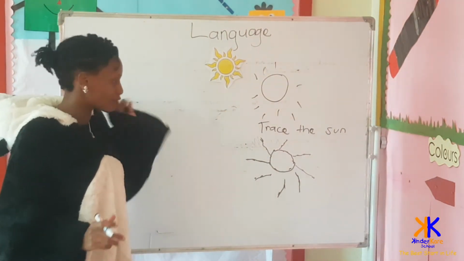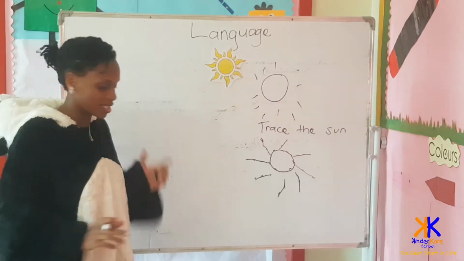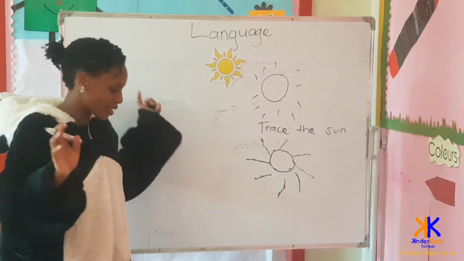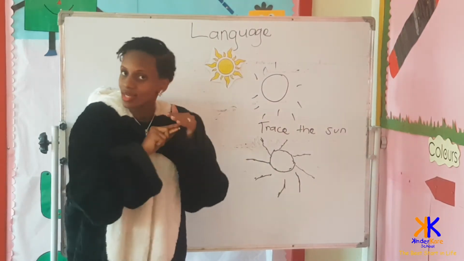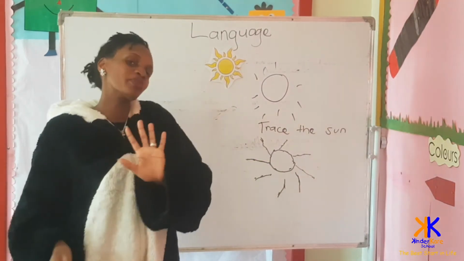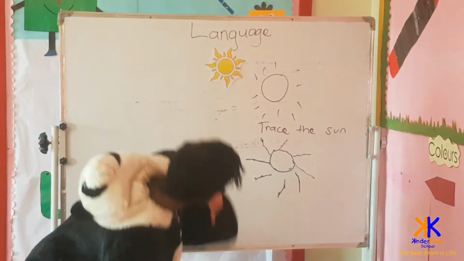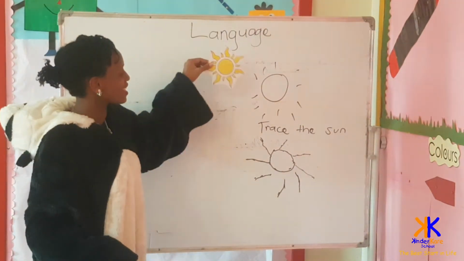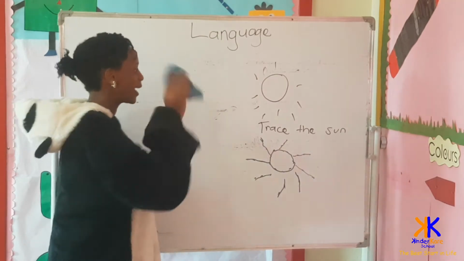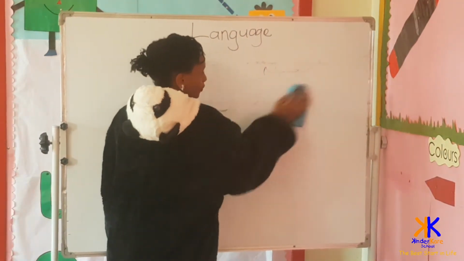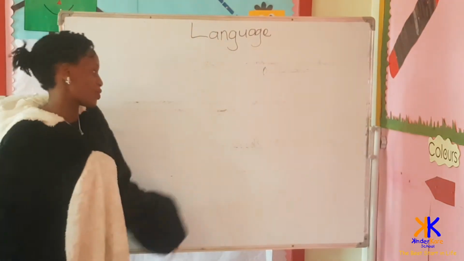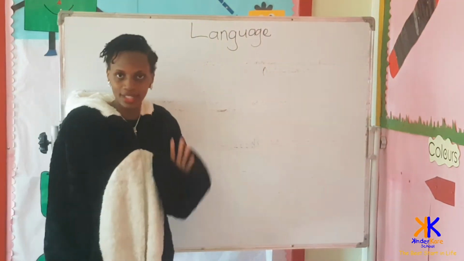Good. From now, after Mr. Sun, we're going to look at another object, another picture. Are you excited, children? Do you want to know what picture is that? But before that, let's say bye to Mr. Sun. Say bye. Mr. Sun, say bye-bye. Bye, Mr. Sun. So Mr. Sun is gone. And guess what's coming?